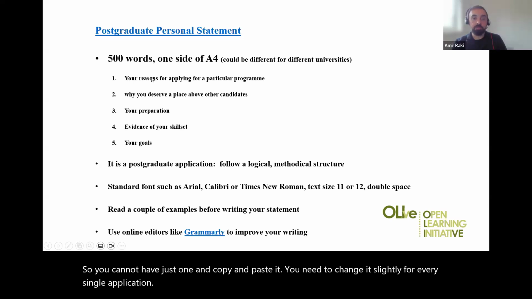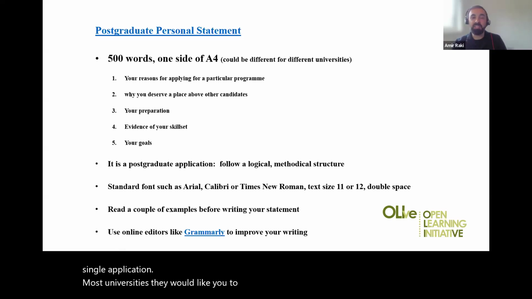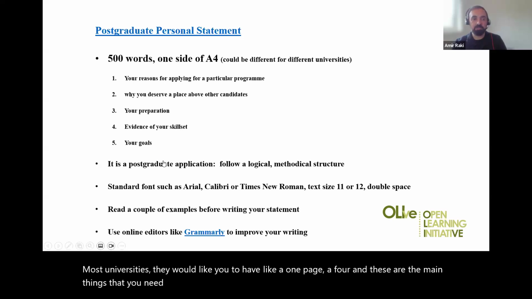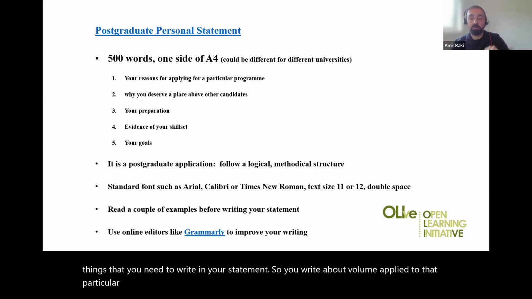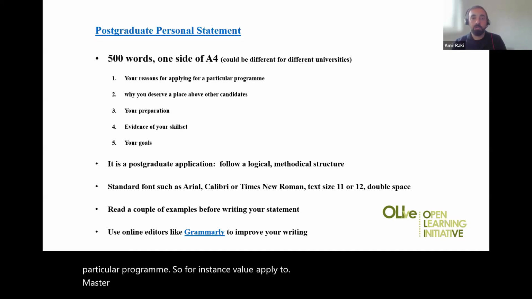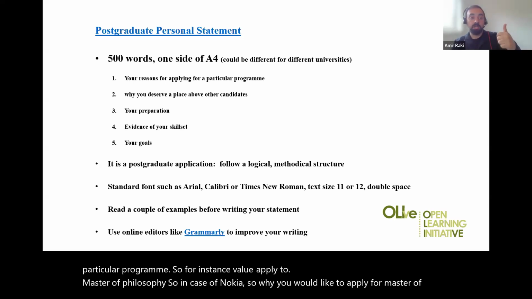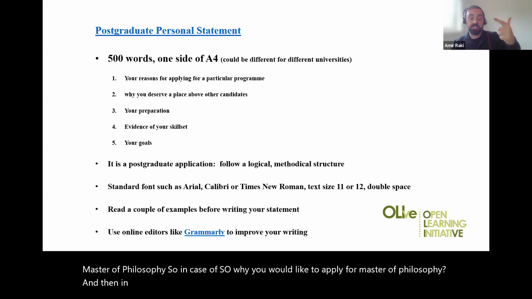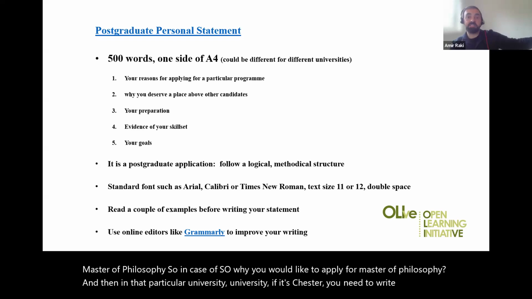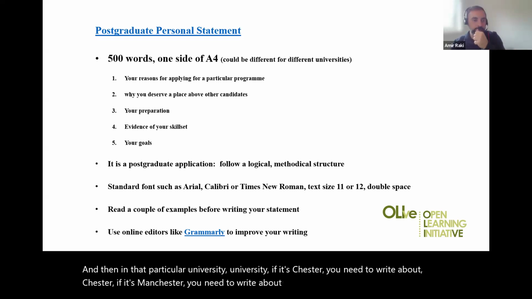Most universities would like you to have a 1-page A4, and these are the main things that you need to write in your statement. So you write about why you apply to that particular program. So for instance, why you apply to Master of Philosophy. So in case of Jakia, why you would like to apply for Master of Philosophy, and then in that particular university. If it's Chester, you need to write about Chester. If it's Manchester, you need to write about Manchester.